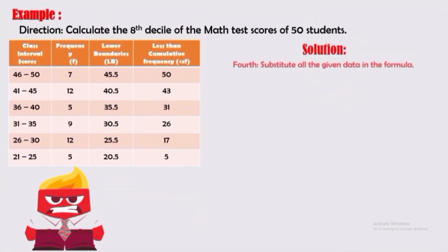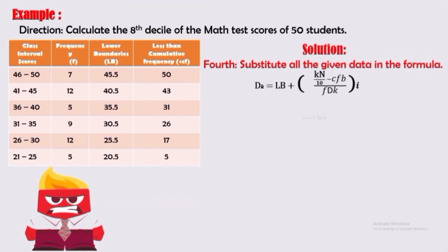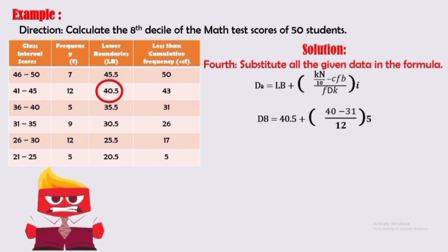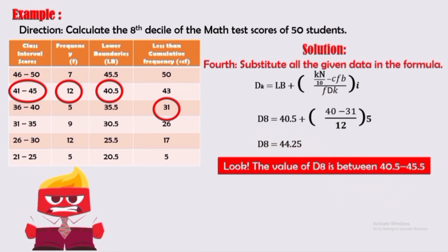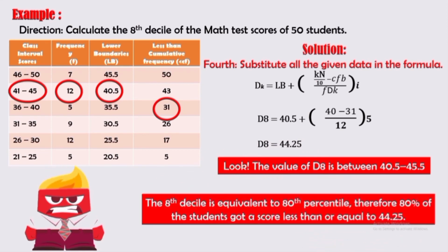For our fourth solution, substitute all the given data in the formula. Here is our formula. Substitute all the given data. 40.5 added by the difference of 40, which is the score, and 31, divided by 12 multiplied by 5, which is the class interval. Then simplify. That is 44.25. Look, the value of the 8th decile is between 40.5 to 45.5. The 8th decile is equivalent to the 80th percentile. Therefore, 80% of the students got a score less than or equal to 44.25.